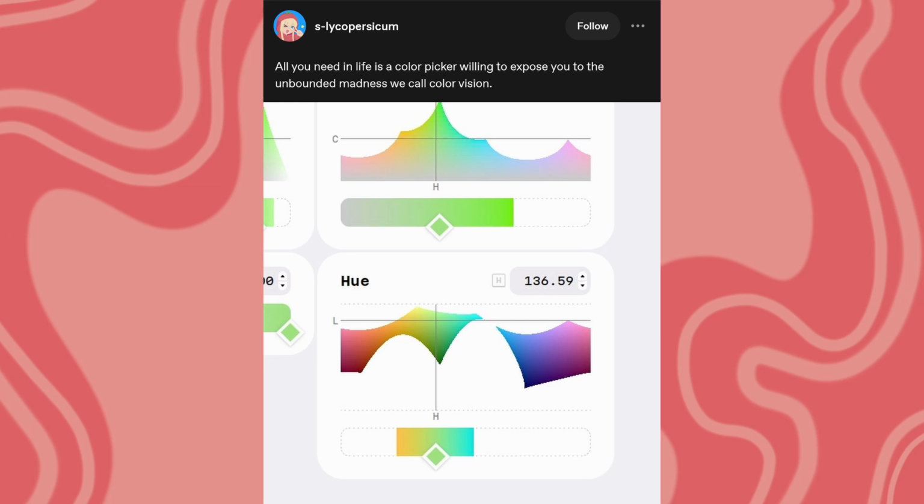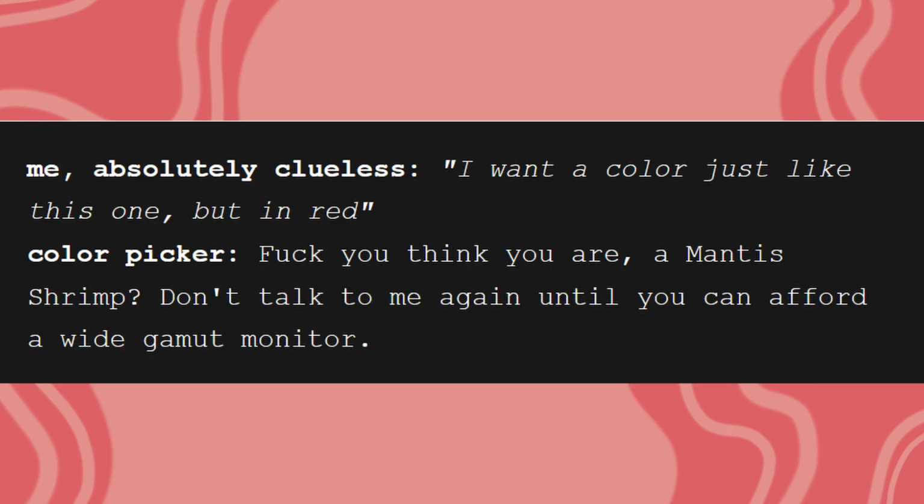All you need in life is a color picker willing to expose you to the unbounded madness we call color vision. Me, absolutely clueless: I want a color just like this one, but in red. Color picker: Who the hell do you think you are, a mantis shrimp? Don't talk to me again until you can afford a wide gamut monitor.